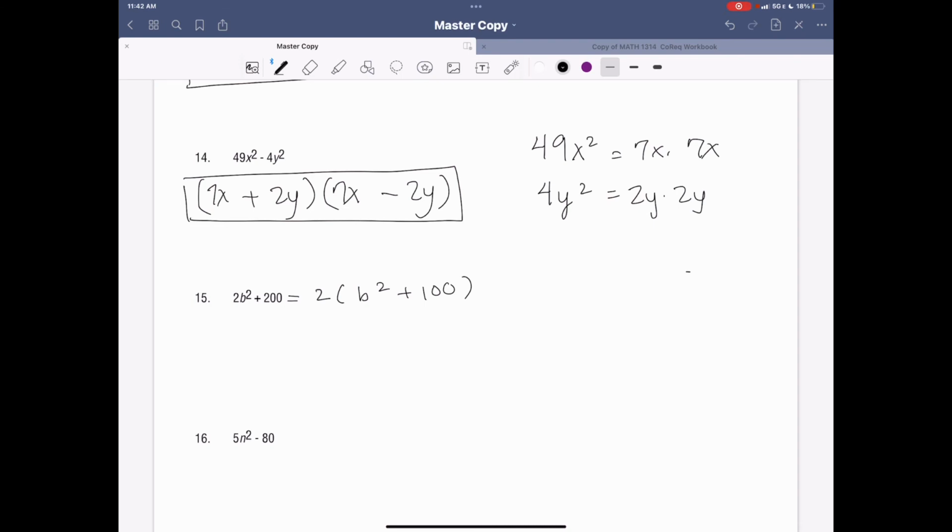And then if you notice here, this is a negative sign. So there's a color you can see. This is a negative, but this is a positive. So this is the most we can factor this one.